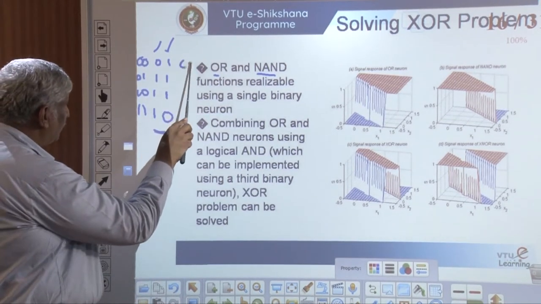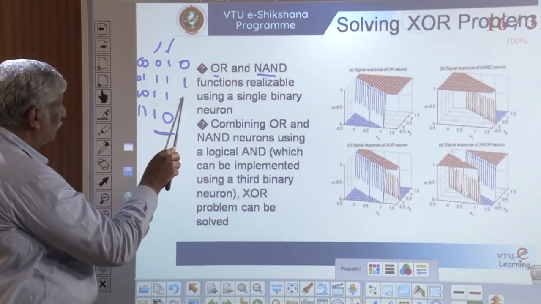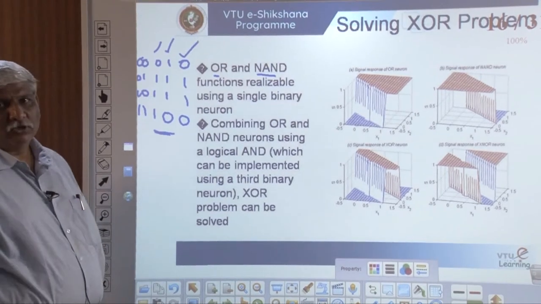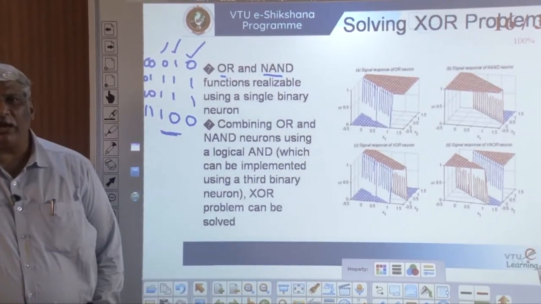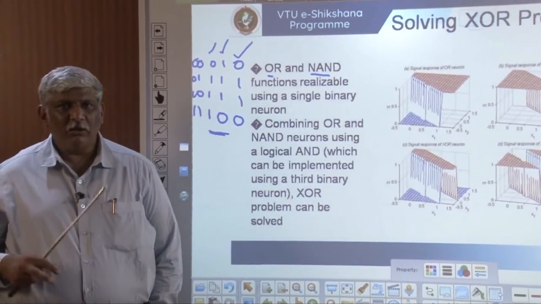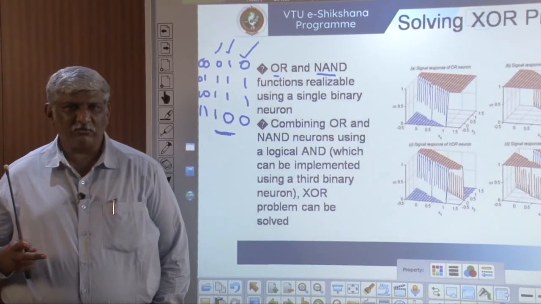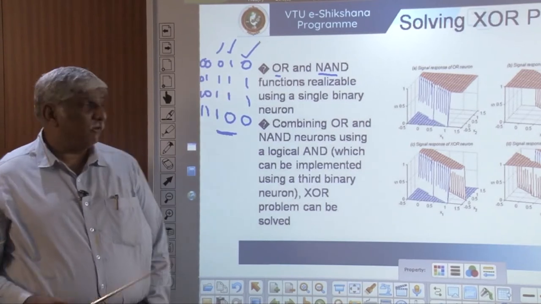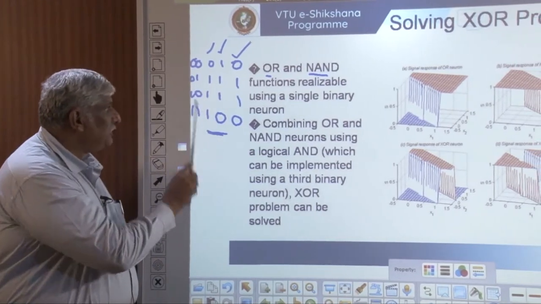0 and 1 is going to be 0, 1 and 1 is 1, 1 and 1 is 1, 1 plus 1 is 0. So, we will be getting an XOR gate. So, a simple XOR gate can be got by combining two things, right? One is going to be an OR gate followed by a NAND gate. And of course, the outputs of these two things again should be ANDed.